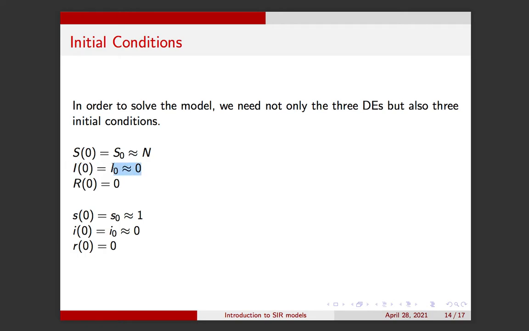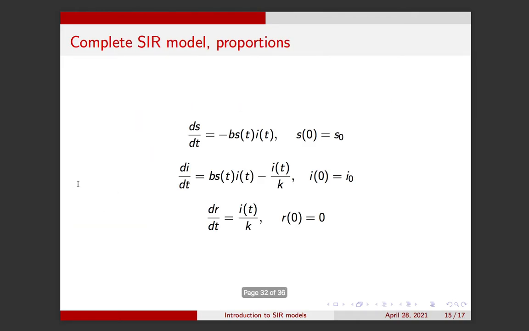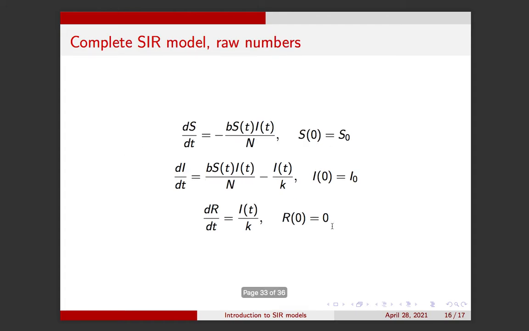So at the beginning of an outbreak, there's almost nobody infected, but notice this is not equal to 0. Somebody's infected, just not very many. And then down here, initially, the proportion of people that are susceptible is almost everybody. The proportion of people who are sick is almost nobody. And then initially, if you don't have a vaccine or something, the number of recovered people is literally 0 at the beginning of the outbreak. So here's the complete SIR model with proportional variables. So 3 differential equations, 3 initial conditions. And here's the complete SIR model with just the raw numbers.